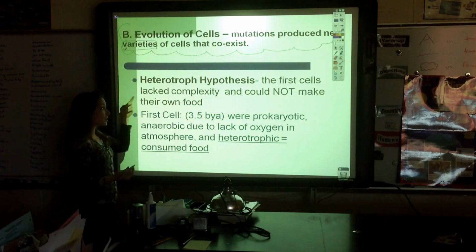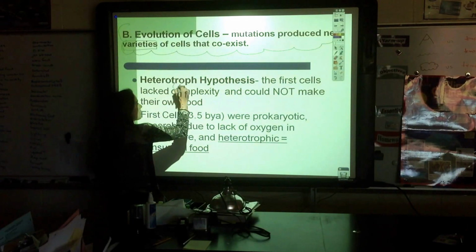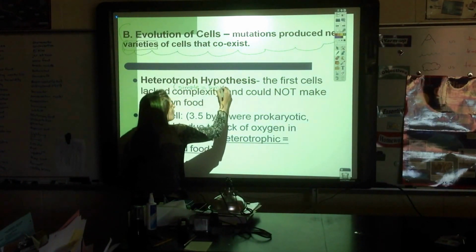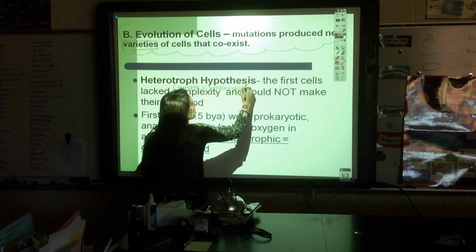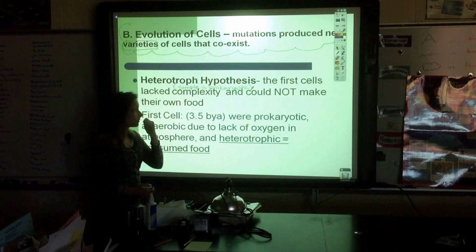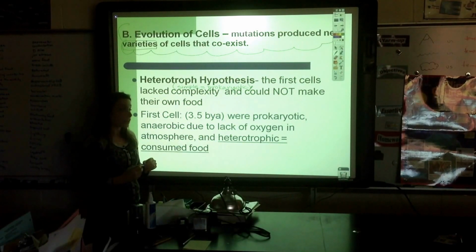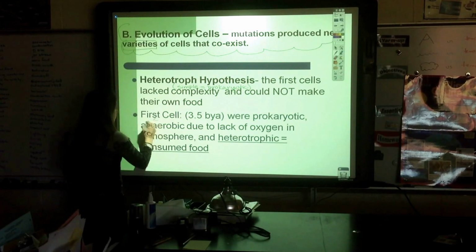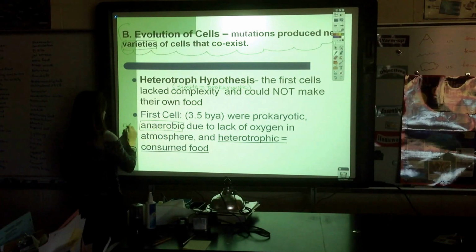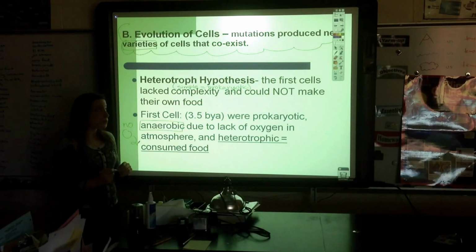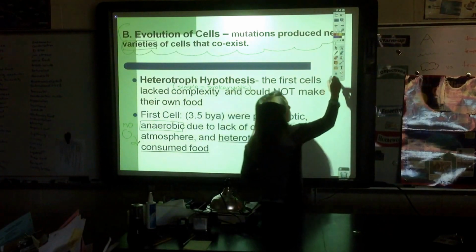The very first cells lacked complexity. What does that mean? That means they were simple. That means they were prokaryotic. No nucleus, no complex organelles. They could not make their own food, which means that they were heterotrophic. So the very first cells, about 3.5 billion years ago, were prokaryotic and anaerobic. Remember, there's no oxygen. And were heterotrophic, which means they consumed food. So those are the very first cells that we believed existed.